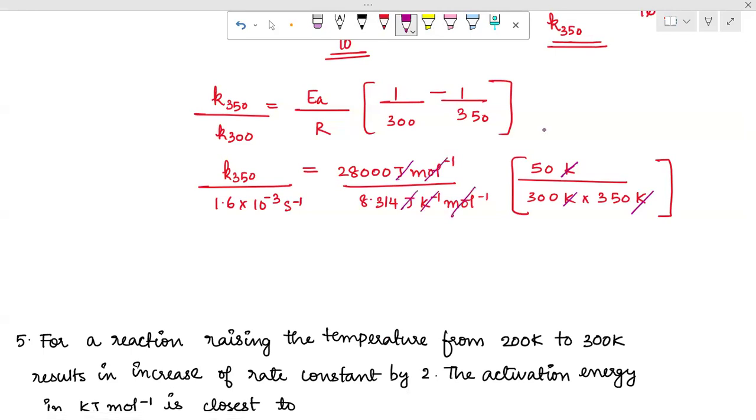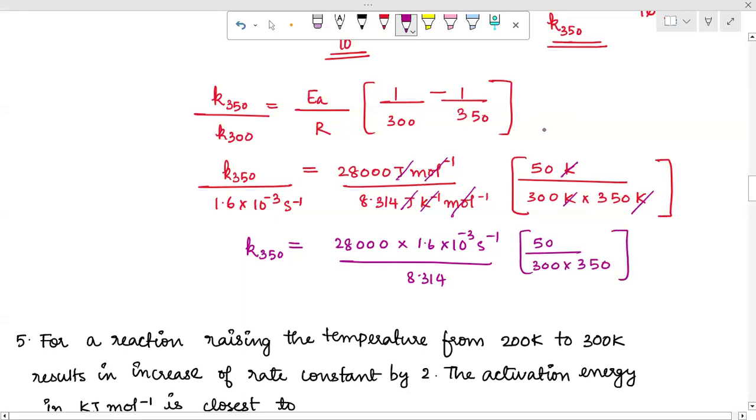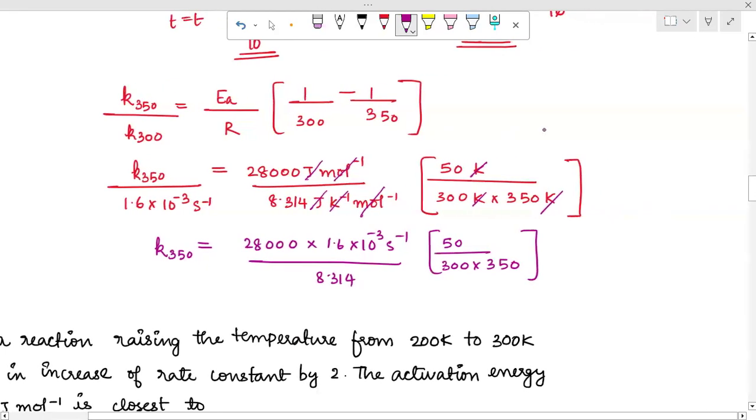So finally what you have is the rate constant at 350 is equal to 28,000 into 1.6 into 10 to the power minus 3 per second divided by 8.314 into 50 by 300 into 350. This is what you have to solve. Use your scientific calculators. Pause the video if you have not tried this. Please do not copy paste the answer that I'm giving to you. Okay, so what I'm getting is 7.95 into 10 to the power minus 3 per second.